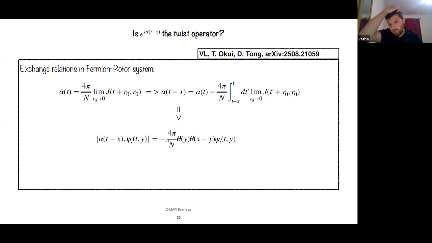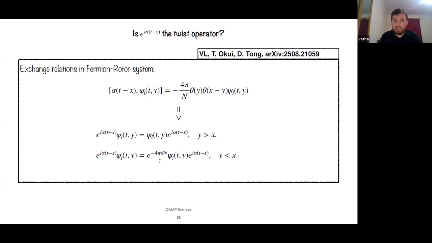It commutes with the twist operator. The only non-trivial commutation relation happens if y is between 0 and x. And for this value, we can actually calculate the exchange relation. When we calculated the exchange relation, we exactly got the exchange relation previously obtained in the CFT approach.